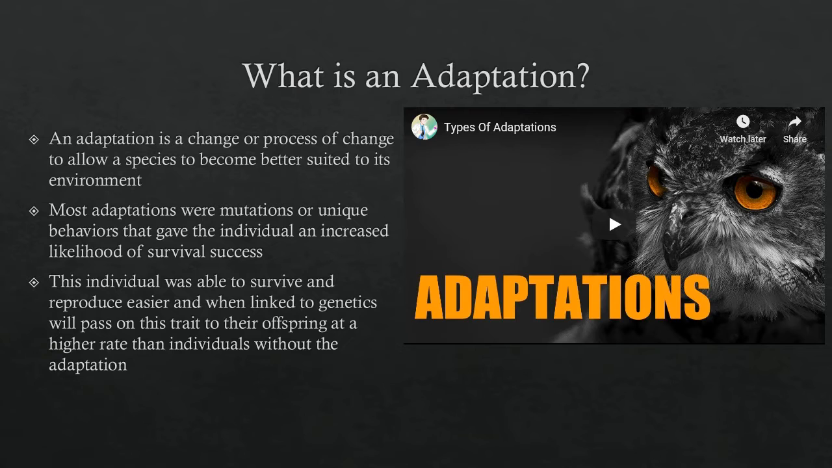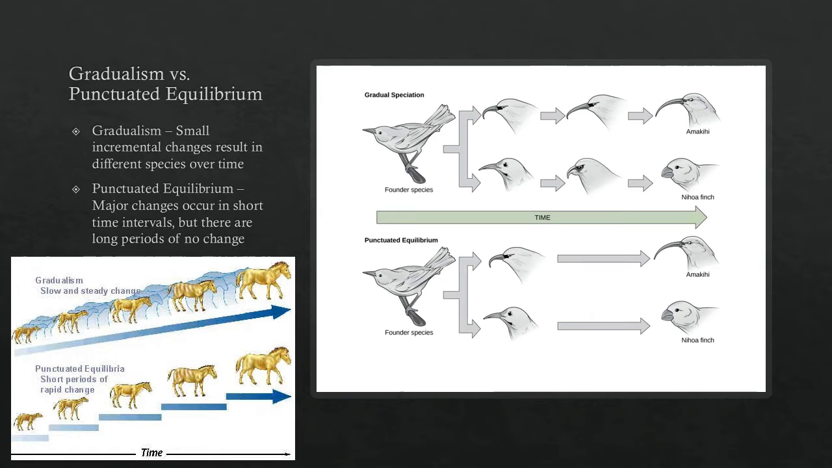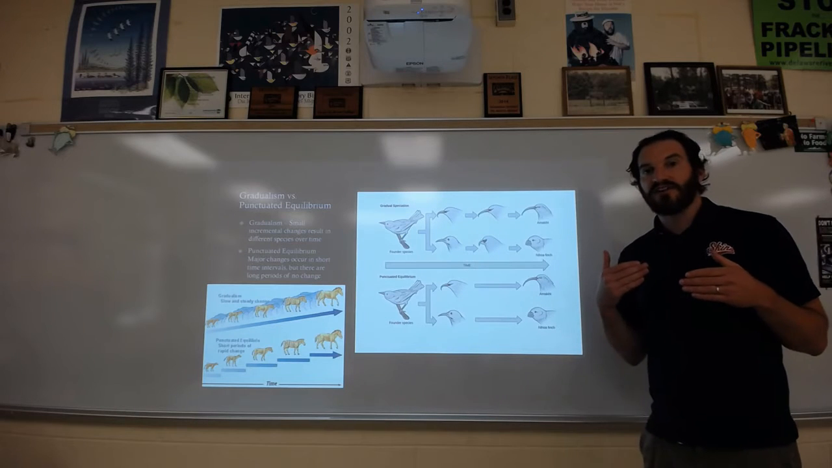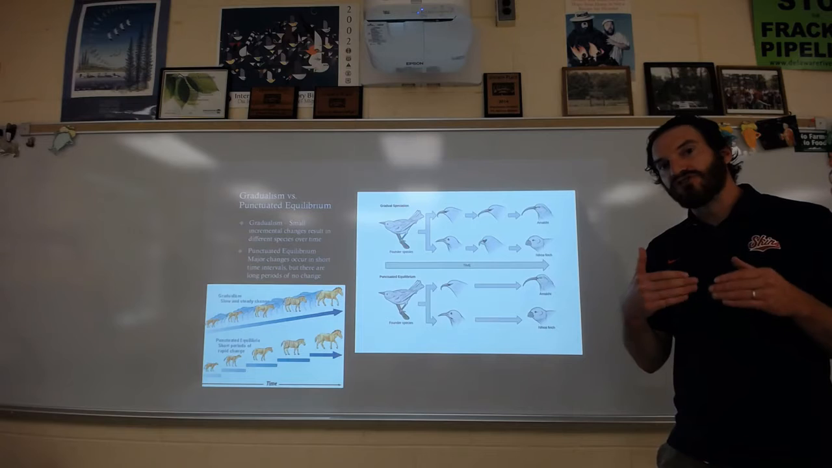So one of the things we talk about when we talk about adaptations is how do adaptations and evolution go hand in hand? One of the ideas is something called gradualism or punctuated equilibrium. It's the rate at which evolution is occurring. Now, there's a couple different theories about this. One is the idea of what's called gradualism, which leads to very slow incremental changes.